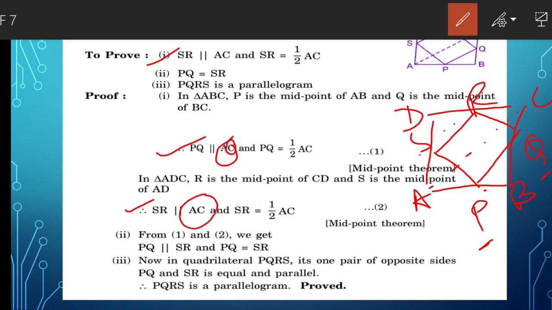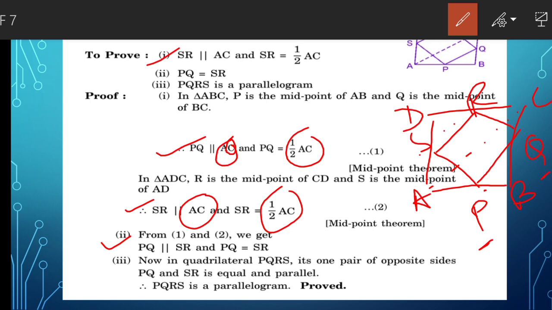And using equation 1 and equation 2, on both sides we have AC. So we can write from equation 1 and 2 that PQ is parallel to SR and PQ is equal to SR. Since in the parallel part we have AC, and in this equal part we also have half of AC in both the equations. So PQ is parallel to SR and PQ is equal to SR. So this second part is also done.